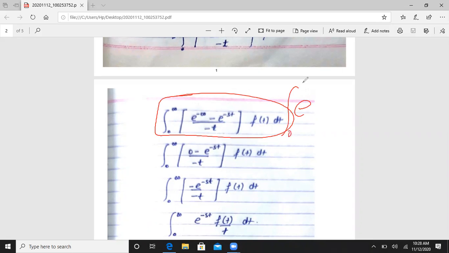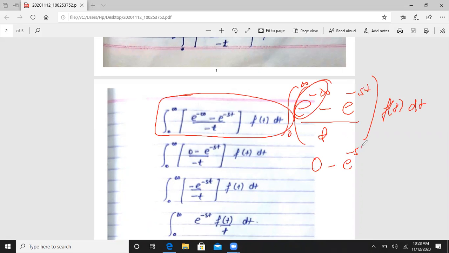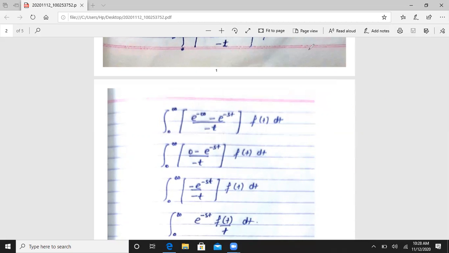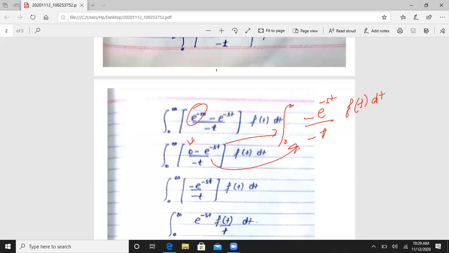So we have the integration from 0 to infinity of e to the power minus infinity minus e to the power minus st, divided by minus t, into f of t dt. Here e to the power minus infinity becomes 0, so we neglect it, and the remaining function is the integration from 0 to infinity of minus e to the power minus st divided by minus t into f of t dt.